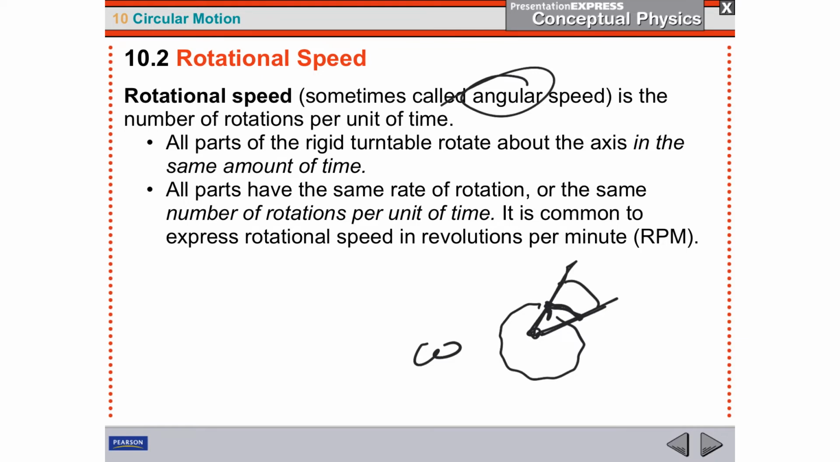How many times does a dot, say, on that circle revolve around the inside per second or per minute? So, for instance, records were always in RPM. You have 33 and a third. You had a 33 and a third record. You had a 45 record. You had 78s. These meant that they were revolutions per minute. How many times did they go around?